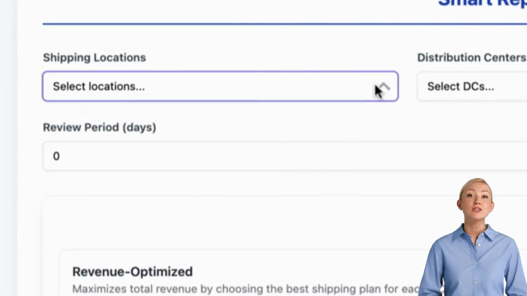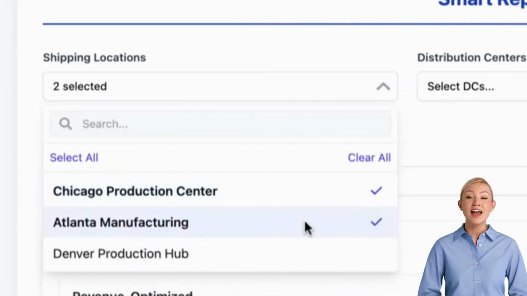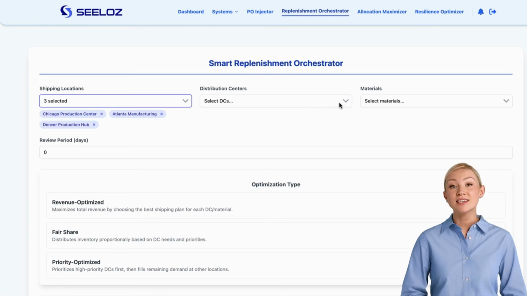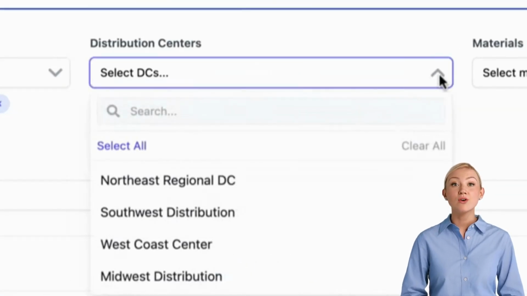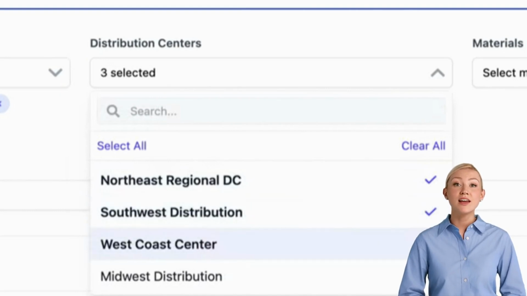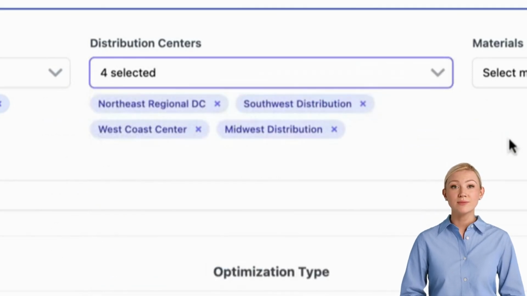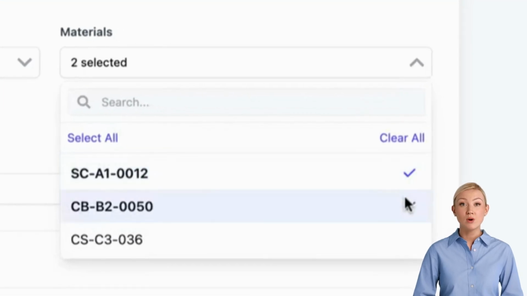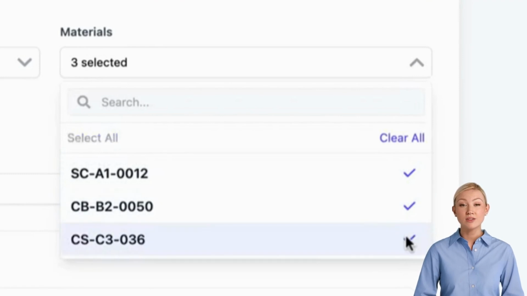For shipping locations, we'll choose the Chicago Production Center, Atlanta Manufacturing, and Denver Production Hub, our key manufacturing sites. Next, we select our distribution centers: Northeast Regional Distribution Center, Southwest Distribution, West Coast Center, and Midwest Distribution, covering our major demand regions. Finally, we pick the materials such as SCA 10012, CBB 20050, and CSC 3036.